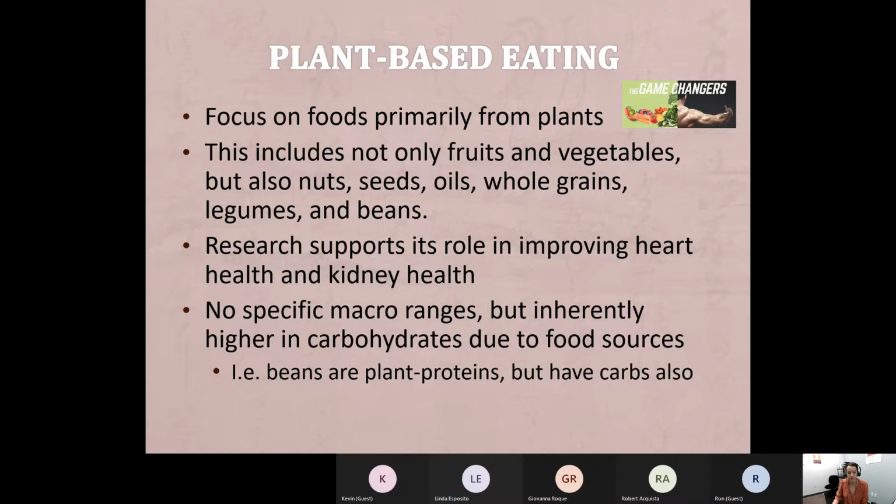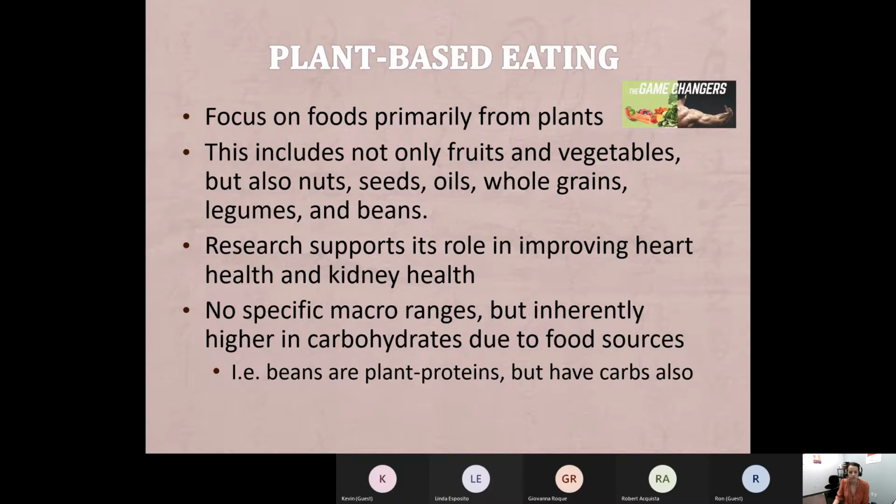There aren't any specific macronutrient ranges, meaning percent carbs, but it is technically usually higher in carbs because the food sources, plants, are mostly carbs. So beans, for example, are going to be protein, but they also have carbs.